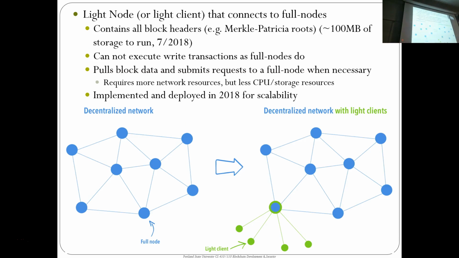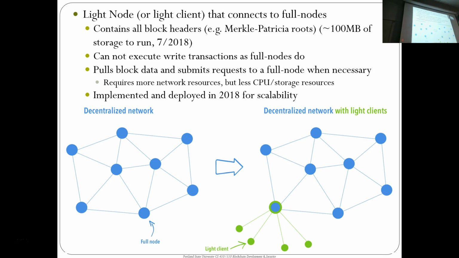Okay, so what we'll be doing is running a light node. It is a light client that connects to full nodes. So it contains all the block headers, and it's about 100 megabytes to run. So when you bring up your light node later on in this class, it'll take you maybe like an hour to get everything up and running.